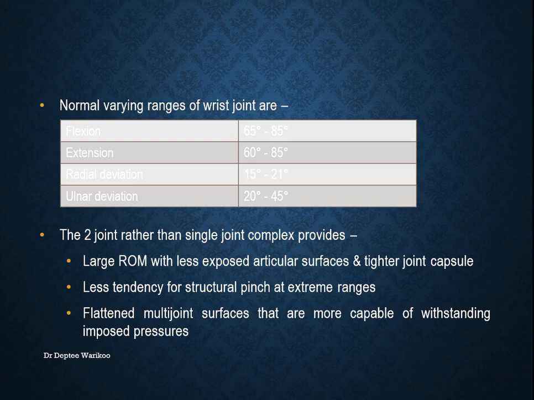The two-joint rather than single-joint complex which we see in the wrist mainly provides, one, a large range of motion with less exposed articular surfaces. Also, there are tighter joint capsules. Second, less tendency for structural pinch at extreme ranges. And third, flattened multi-joint surfaces that are more capable of withstanding imposed pressures.